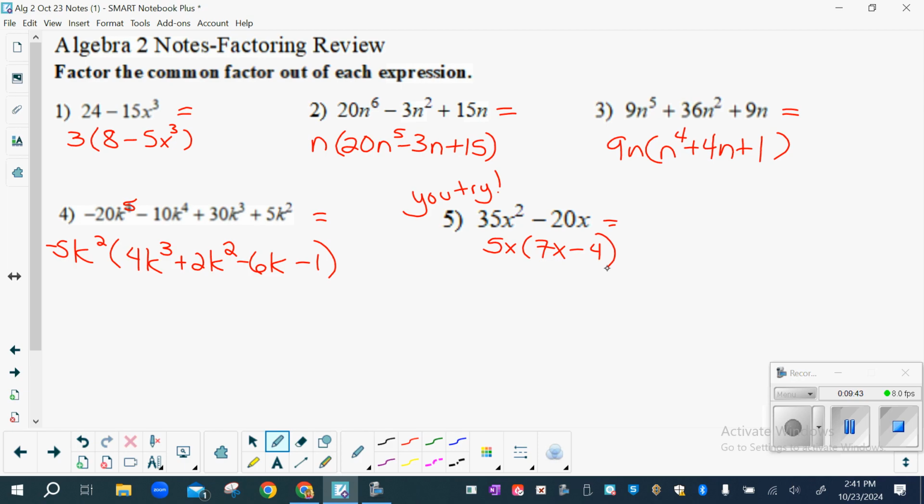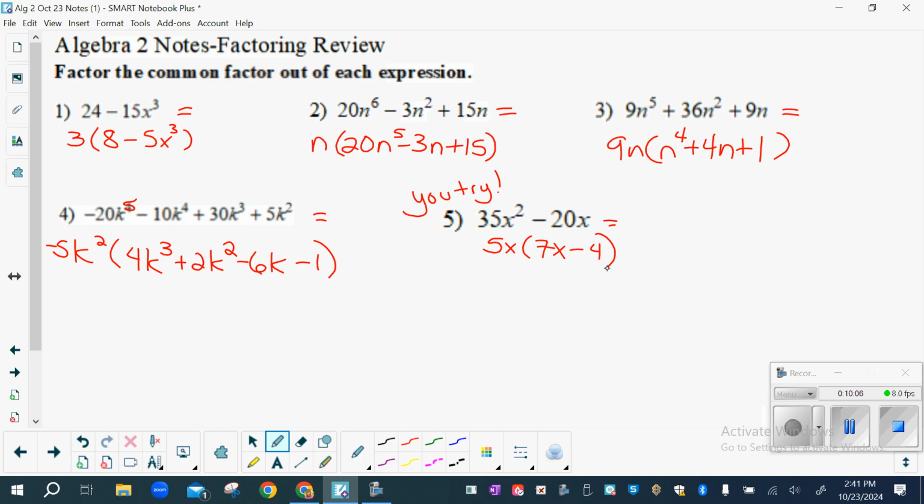Okay, so you should get 5x times 7x minus 4. Questions on that before we move on to the next one? Why is this one positive and then that other one's negative? How come this one is the 5x positive? Because this is a negative here, we don't like that first, I know it's a weird rule, we don't like that first term to be negative when we're factoring.